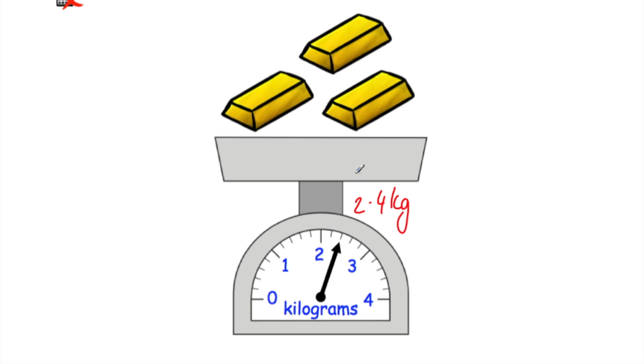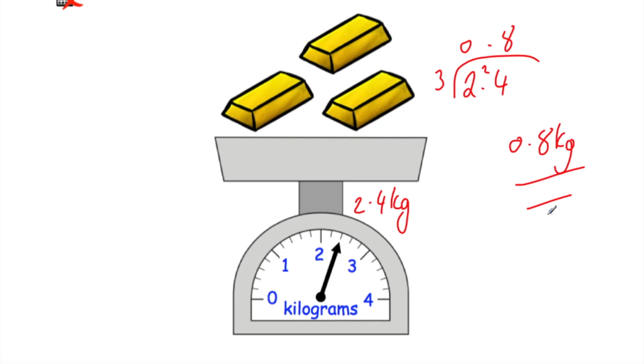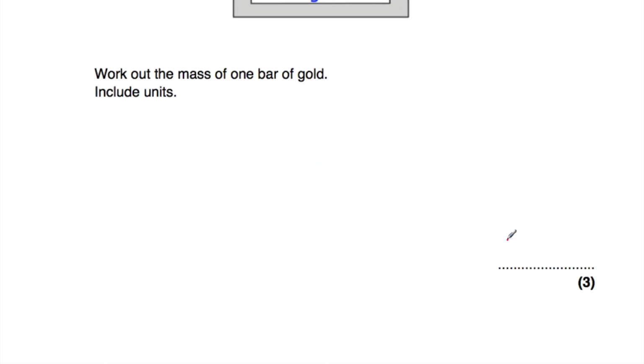We want to find the mass of one of them, so we now need to divide that by 3 because there's 3 of them. So if we take our 2.4 and divide that by 3, we could do it in kilograms like this, and I'll do it in grams in a minute as well. So how many 3's go into 2? 0 remainder 2. And how many 3's go into 24? That would be 8. So that would be 0.8 kilograms. That's the mass of 1 gold bar. 0.8, 0.8, and 0.8. And if you have 3 0.8s together, you get 2.4. So that's one answer, 0.8 kilograms.